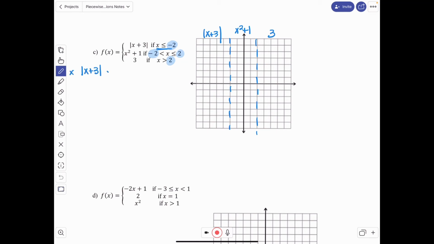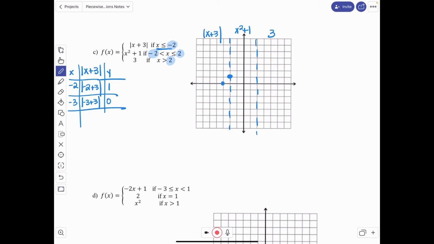I'll do my x and I'll do my y here. All right, so I'll start with -2, -2 plus 3. So that's going to give me 1. Absolute value of 1 is just 1. And I do get to fill that in because it's equal to. So -2, 1. All right, then I'm going to do something less than -2, so -3. All right, that gives me 0.